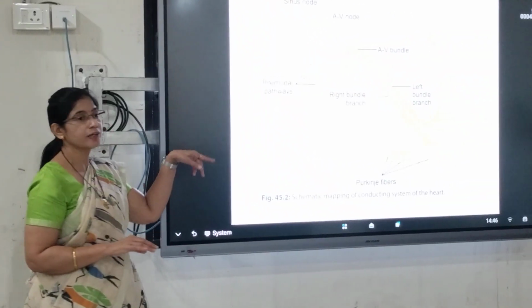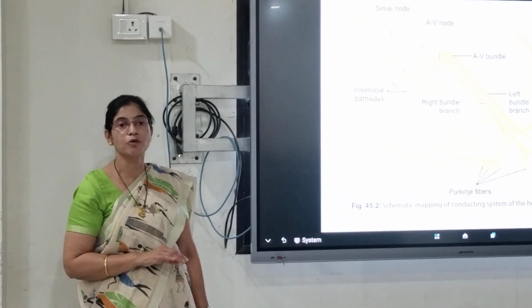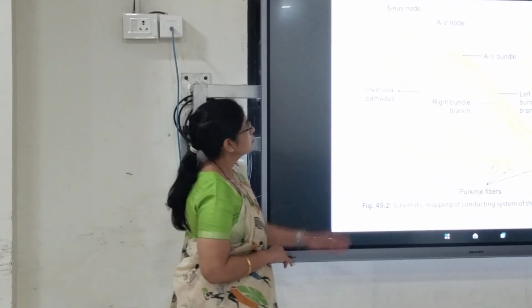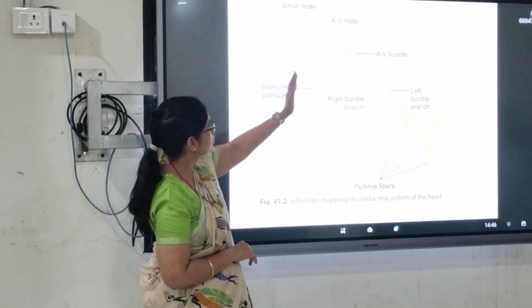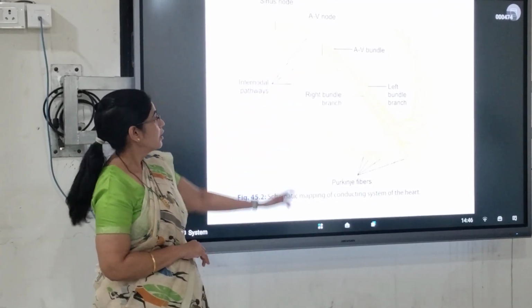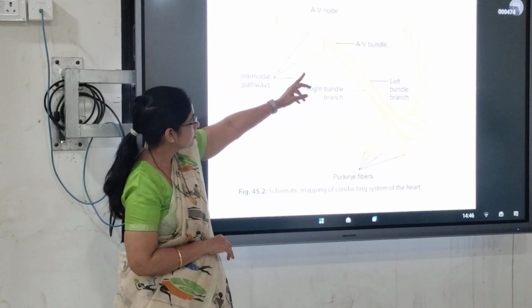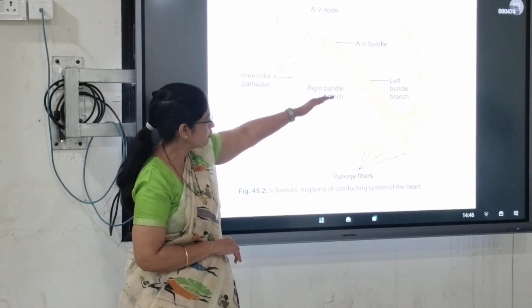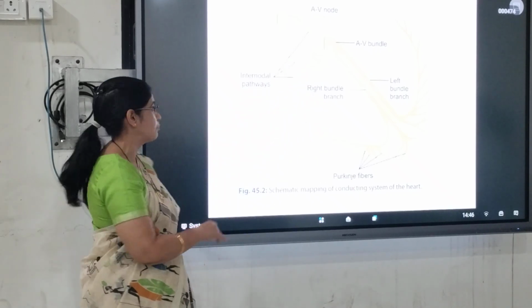So from this diagram again you can summarize the conducting system of the heart. How the SA node impulses are transmitted through the internodal pathways into the AV node, and then from the AV node to the bundle, right and left bundle, and then to the Purkinje pathways.